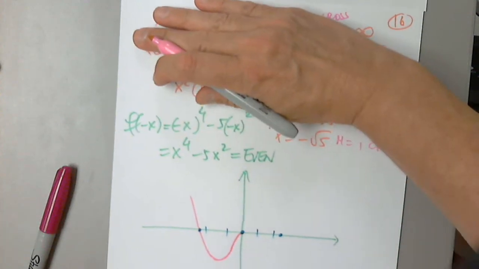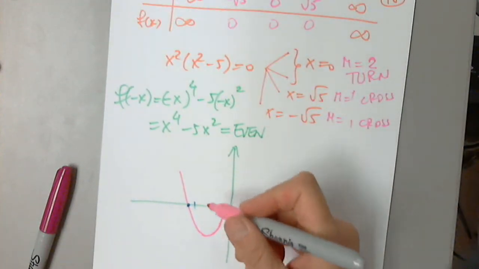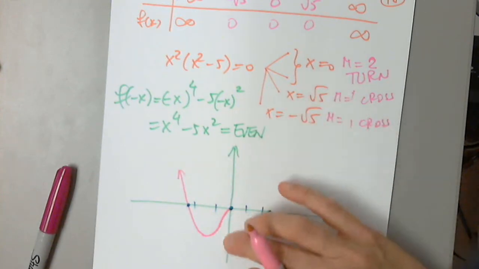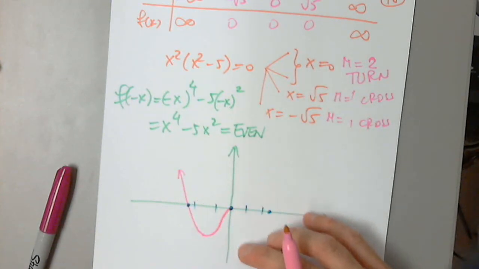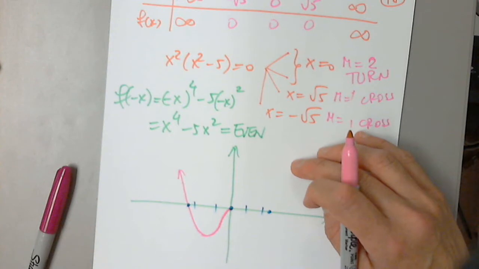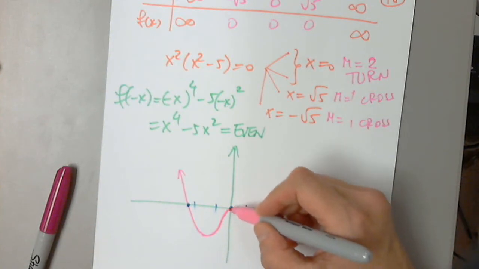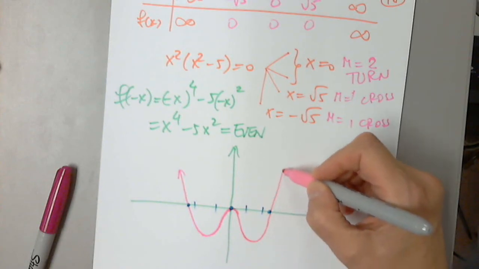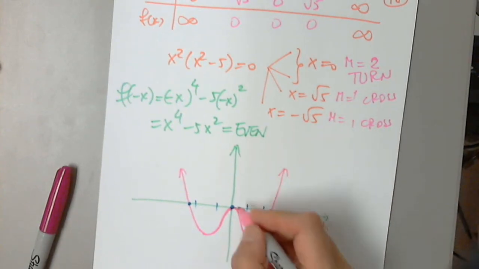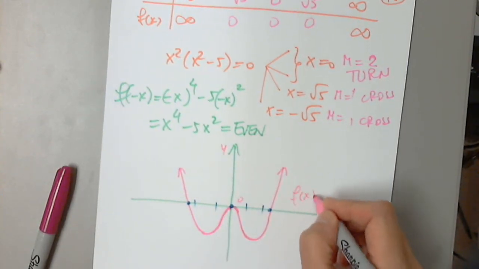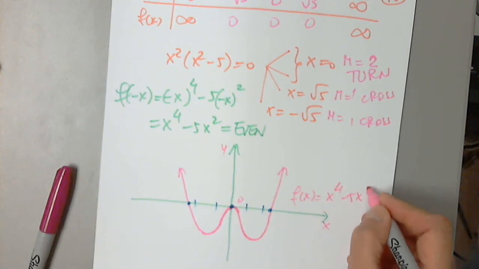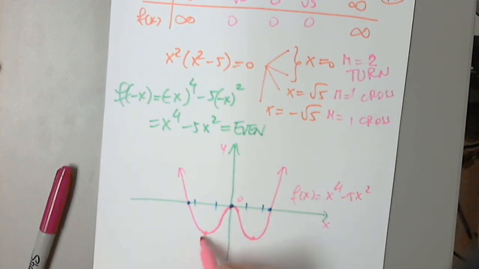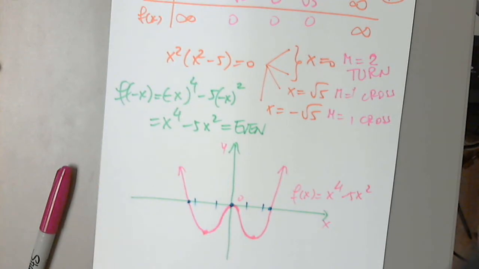Now, I don't need to look at the rest of the table because I know that the function is symmetric with respect to the y-axis. Whatever I have here, I have to have a copy on the other side. So this is f of x, x to the fourth minus 5x squared. I don't know how low these two go, but they have to be at the same level. I only need to determine one of them.